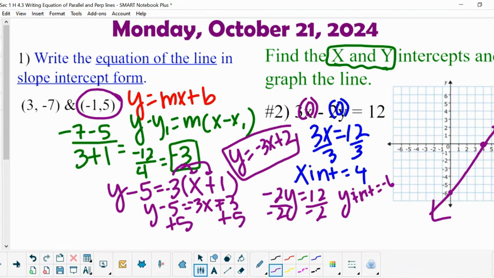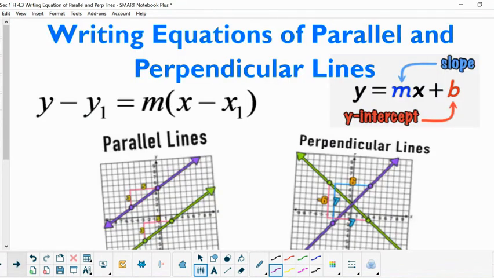We left off last week talking about our parallel lines and our perpendicular lines and how their slopes work to help us. And we're going to write equations. So we'll be given an equation of one line, and we're going to be asked to write the equation of another one that's parallel or perpendicular to it. So we've got to remember the things we know about parallel and perpendicular lines.